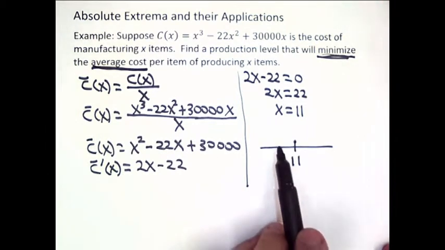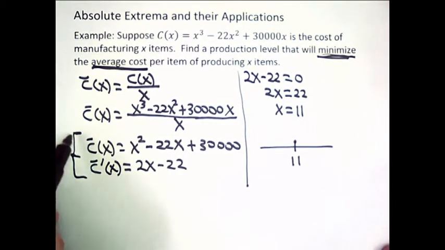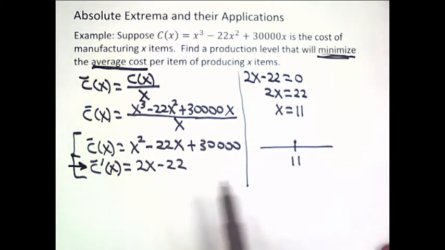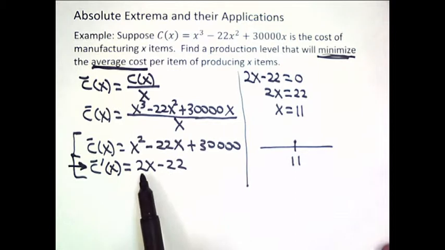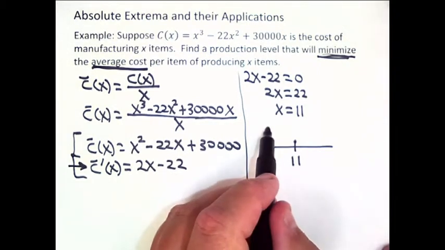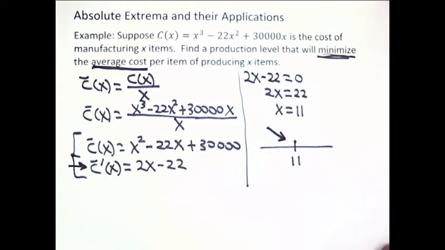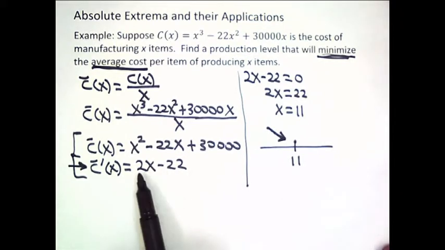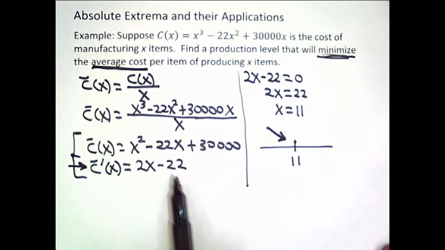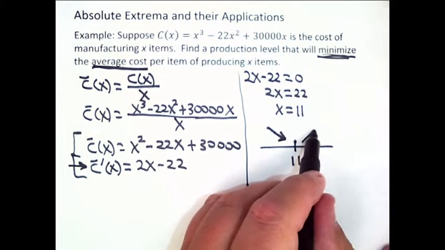You take a number smaller than 11 to the derivative of the average cost function here, because you're looking at the slope. If you put, say, for instance, 10 into the derivative, you get 2 times 10 is 20. 20 minus 22 is negative 2. So that function is decreasing to the left. Then you take a number bigger than 11, say 12, plug it in. You get 12 times 2 is 24. 24 minus 22 is positive 2.